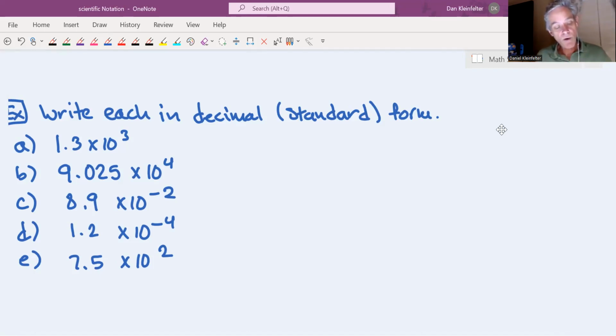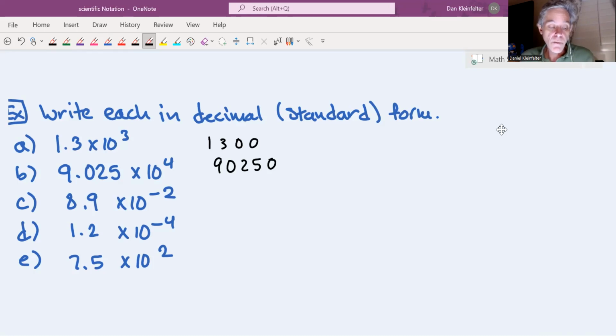So for this one, we have 1.3 times 10 to the third power. This will be a number that is bigger than 1, so we'll change this to 1,300. The decimal point started off between the 1 and the 3. It'll move 1, 2, 3 places to the right, giving us 1,300. 9.025 will be moving the decimal point 1, 2, 3, 4 places to the right, 90,250.